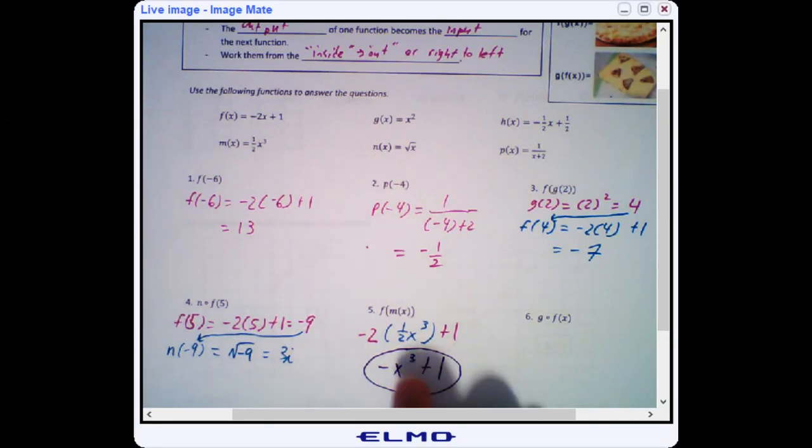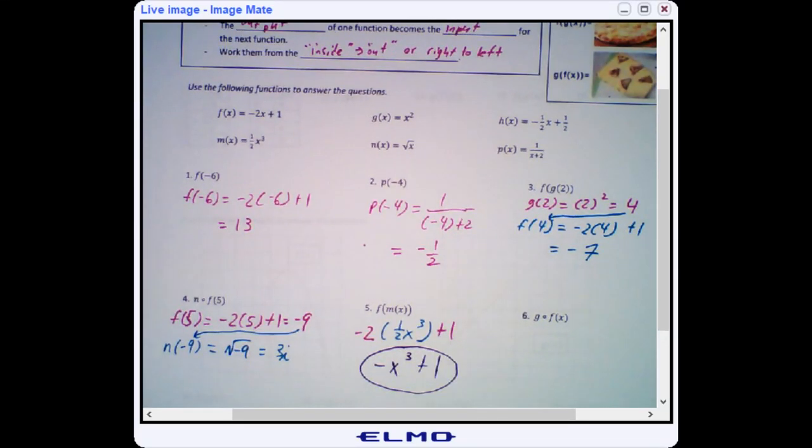So I plugged it in and I got negative x cubed plus 1. When I simplified, for 6, it's g of f of x. So again, it's going to have x's in the end, so I'm not going to be just one number. So I'm going to figure out my g function, and I'm going to start writing that down because I'm going to plug the whole f function into my g function.